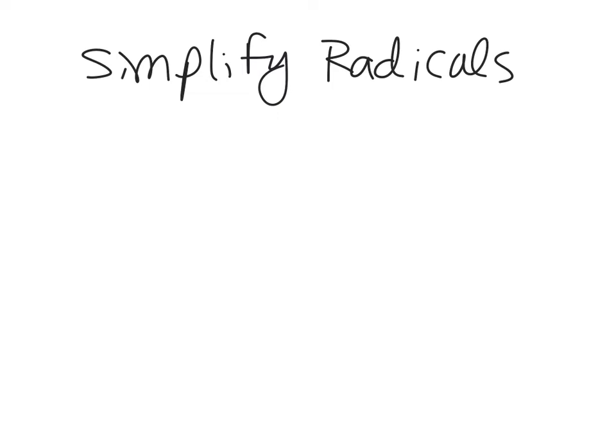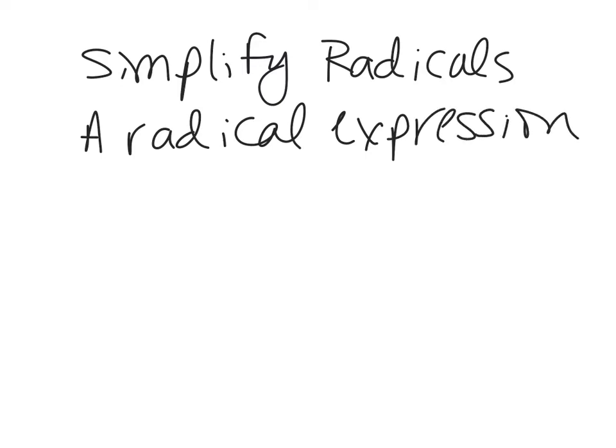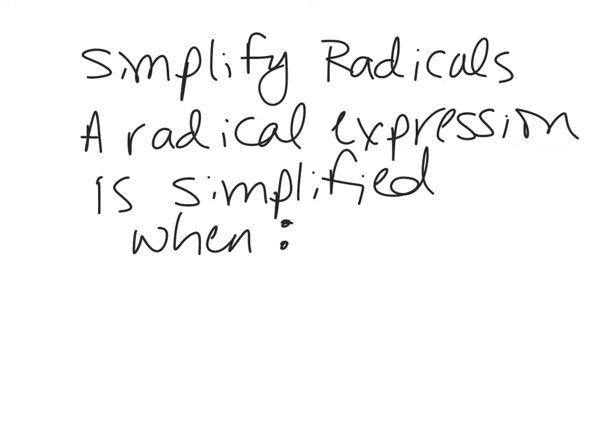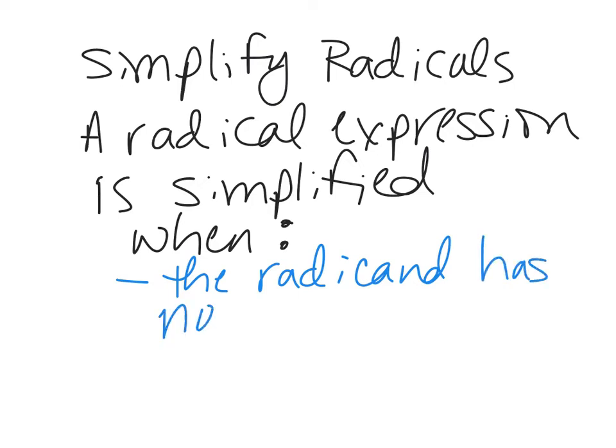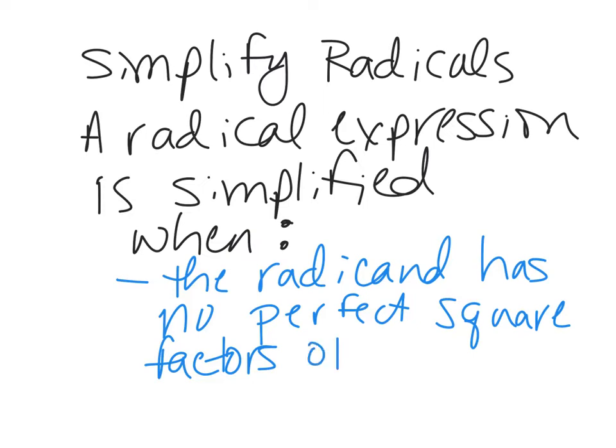So a radical expression is simplified when you need a couple of things to happen. First of all, you can't have any perfect square numbers underneath the radical sign. Okay, so number 1, the radicand has no perfect squares, like 4, 9, 16, 25, those numbers, right? No perfect square factors other than 1, of course, because 1 is a perfect square, but that's okay. Running out of room. There we go.